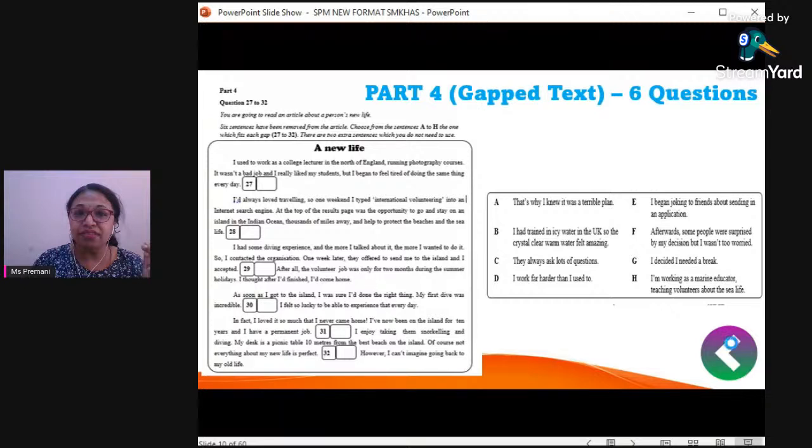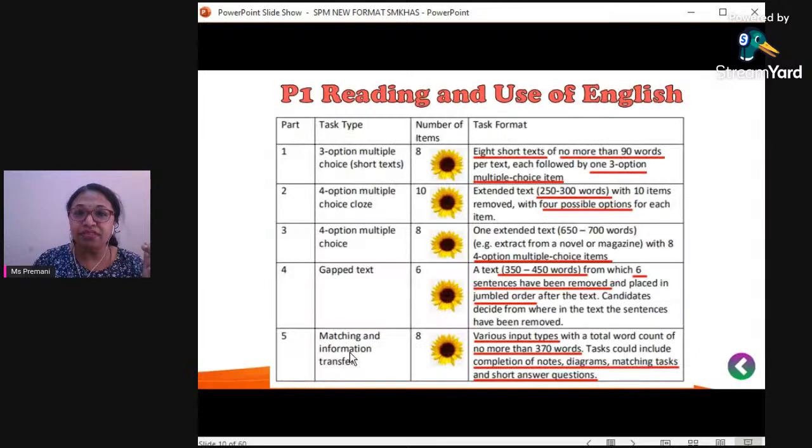All right. So that is part 4. Okay, let us go to part 5. Part 5, matching and information transfer. It's almost similar to our previous format. Here, not more than 370 words, and then you have several tasks like completion of notes, diagram, matching tasks, and short answer questions. Okay, let us see the pattern.